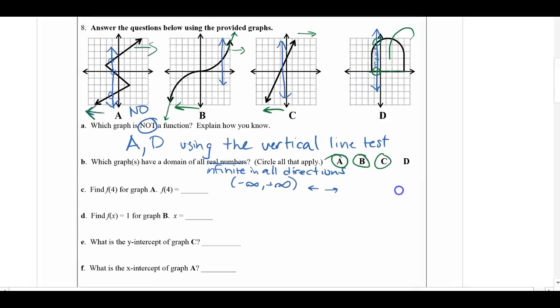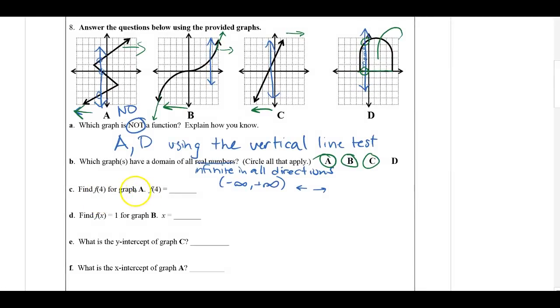Now find f of 4 for graph A. So I'm going to need to find the output of 4 for graph A. In other words, I have the x value, I need to find the y. So I'm going to go to the graph, I'm going to find the x value of 4. I go to the right, 1, 2, 3, 4, and then I go up to the graph. And right there is that point. And the y value at that point is, counting up from the middle, 1, 2, 3, 4, 5. So the output is 5.